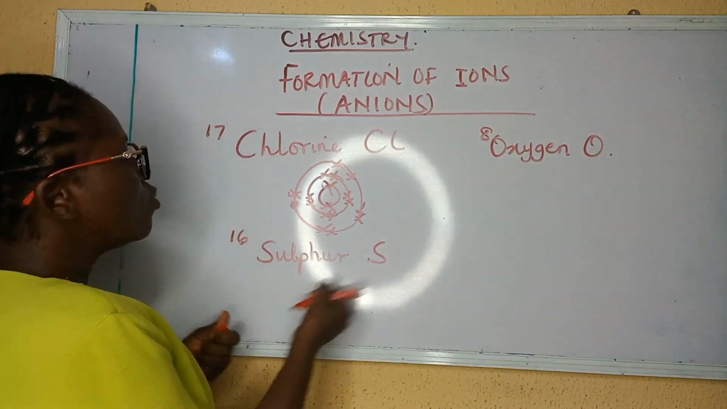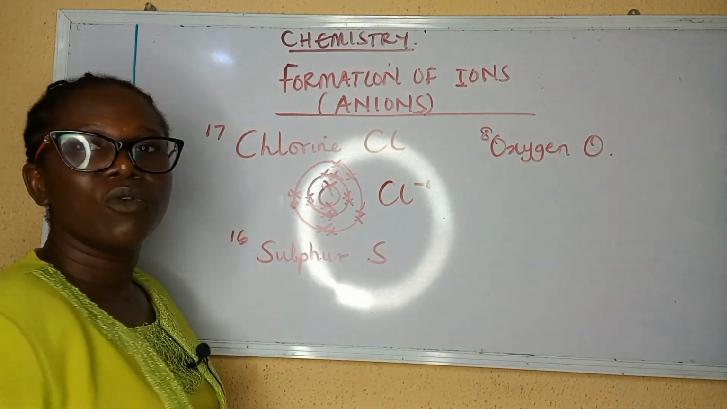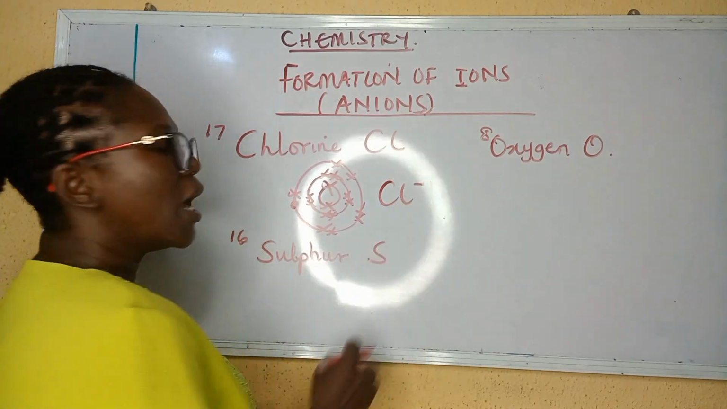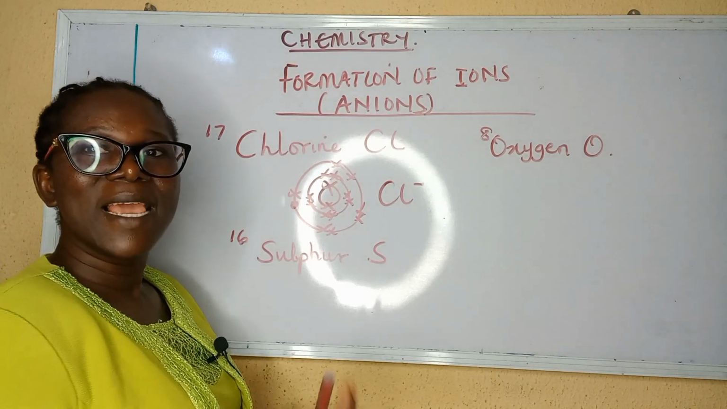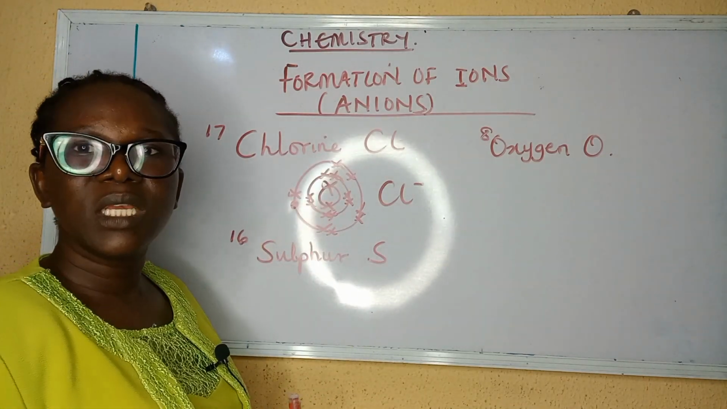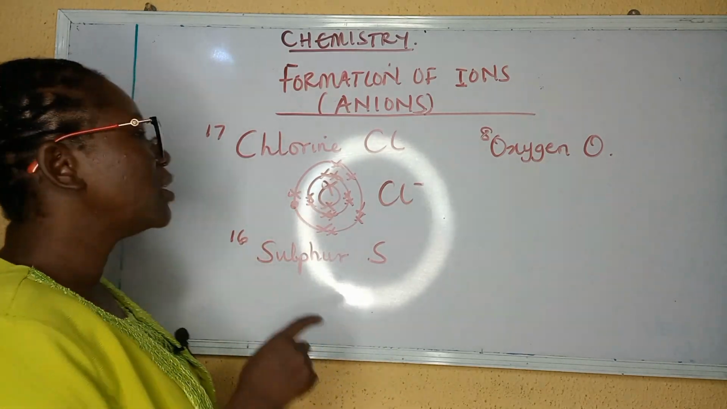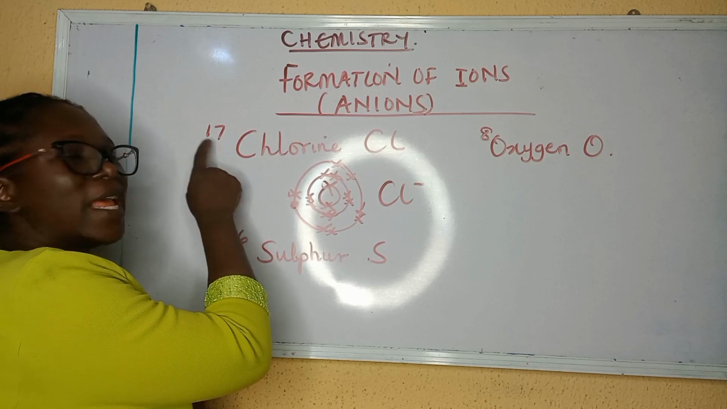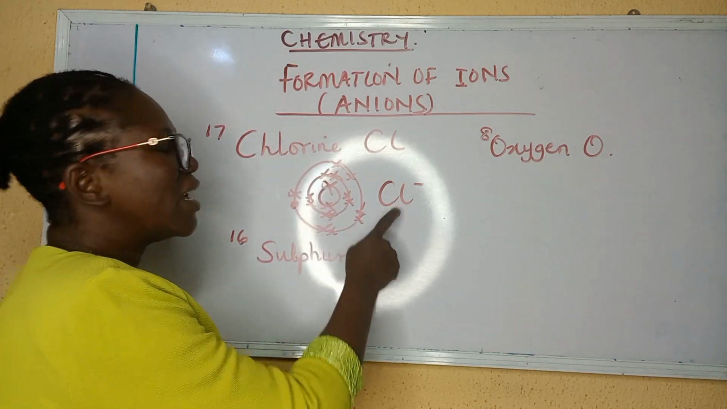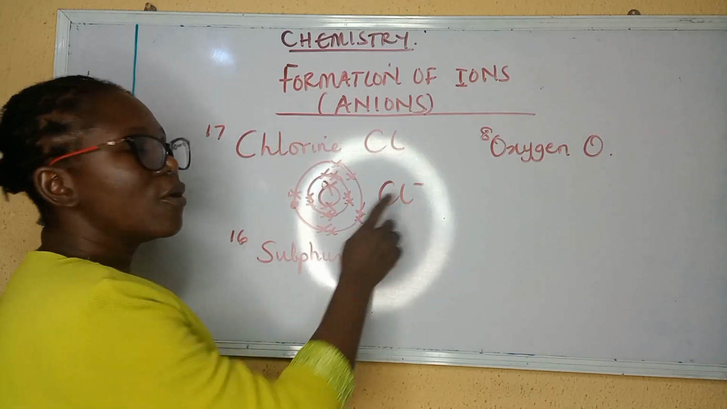Now, chlorine will end up gaining 1 to become negatively charged. So you write -1, or you ignore the 1 and write a minus, because it's gaining a negative electron. So this is the chlorine atom with atomic number of 17. The proton number is the atomic number, and the electron number is also 17. But after gaining 1 more electron, the electron number is now 18.